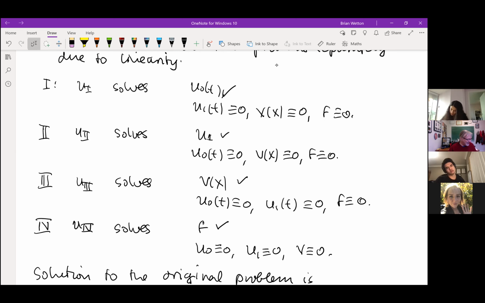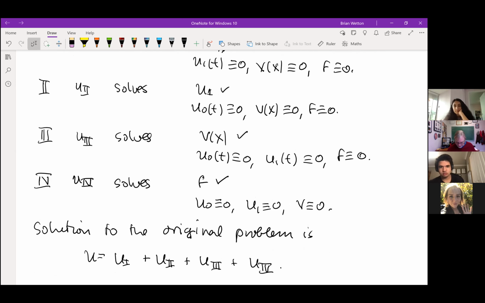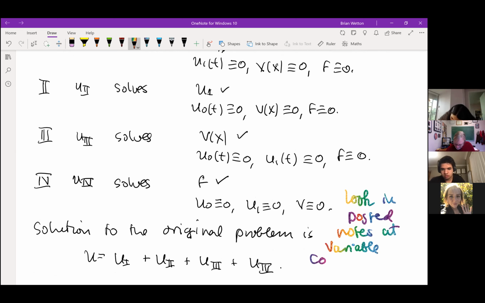Let me just say one last thing. No, I won't say one last thing because it's 10:45. Okay, this is a good place to end. I will let you look at the notes. So look in the posted notes at the variable coefficient problem that comes at the end of the discussion we just had. Okay, looks like a good place to end.